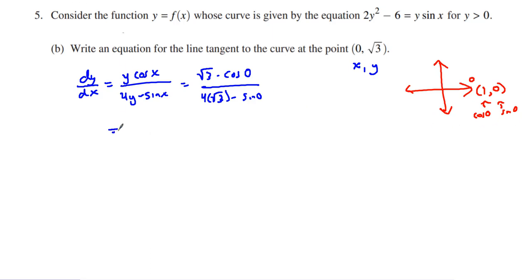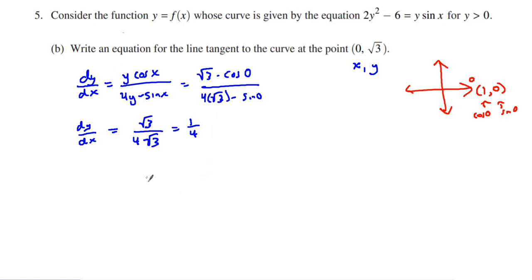So we come back to our slope, dy over dx, and we have root 3 times cosine of 0, that's 1. So we have root 3 on our numerator. And we have 4 times root 3 minus sine of 0, which is 0. So we have 4 root 3. So our slope is 1/4 because the root 3's cancel out.